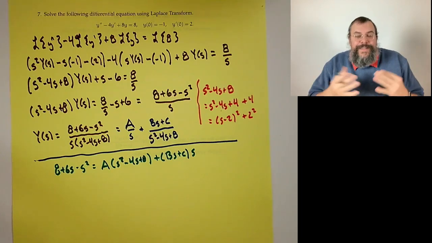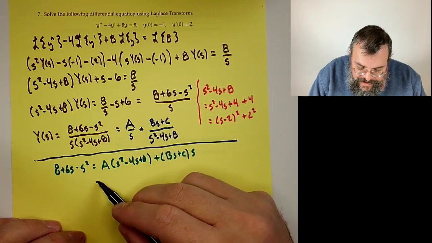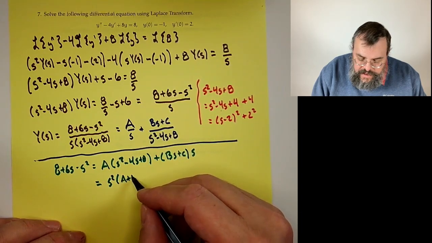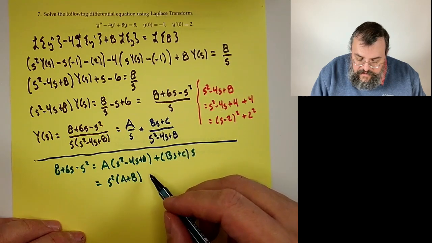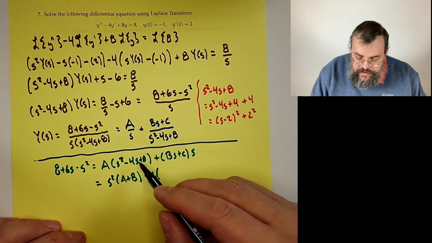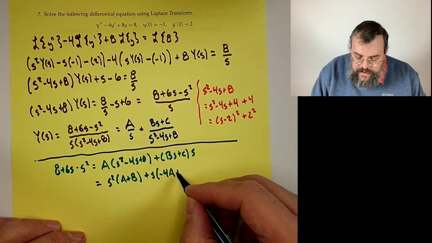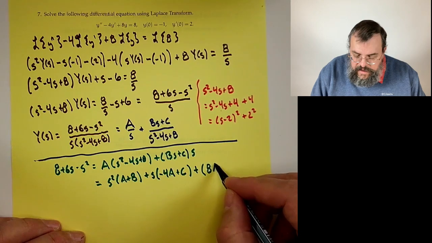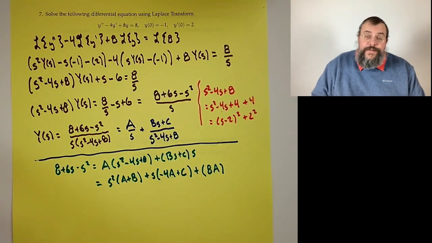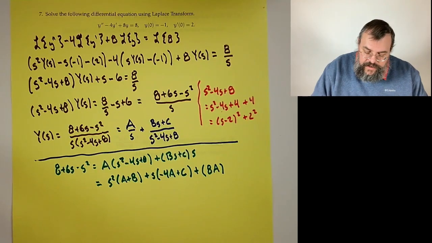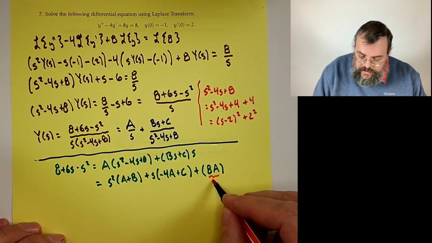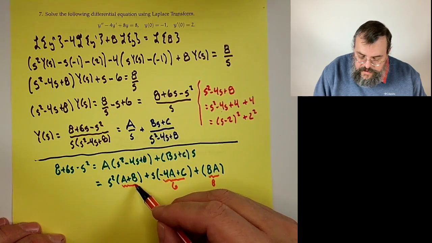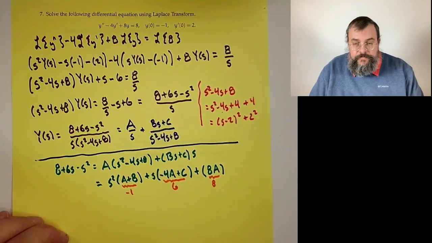Or you could say, let me just expand and group by powers. So if you look at the s squared, you get a plus b. If you look at the s, well, you get minus 4a and plus c. And if you look at the constant term, you get 8a. And now you just go through and compare it to the other side. So the constant term is 8. What's in front of s is 6. And what's in front of s squared is minus 1.